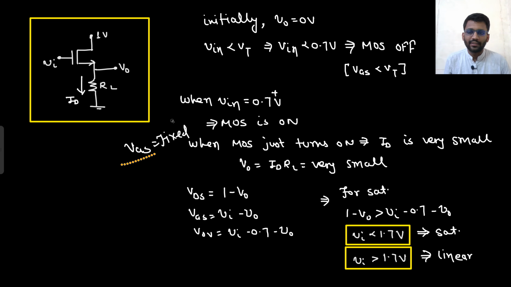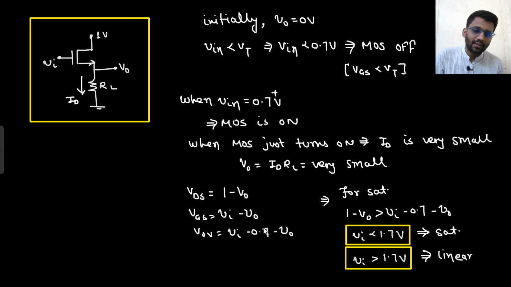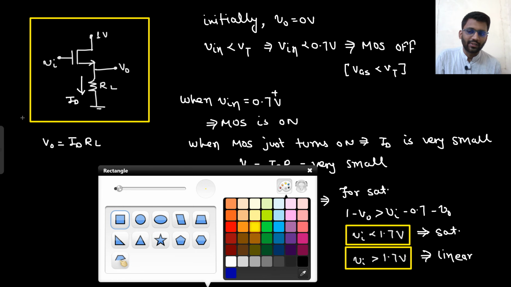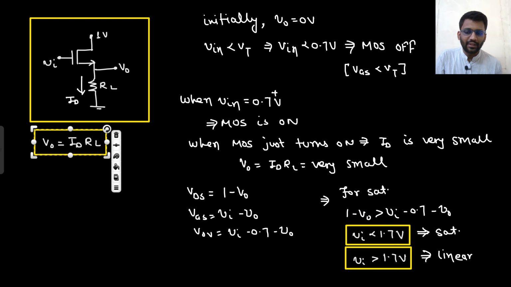So let's take the condition for 0 to 1.7 volt. Let's see what happens. Our target is to find V naught. And what is V naught? V naught is ID into RL. So for finding ID, we need to know the region of operation. If we know the region of operation, we can write down the value of ID. So for V in equal to 0 to 1.7 volt, what will be your ID? ID will be some constant, right?